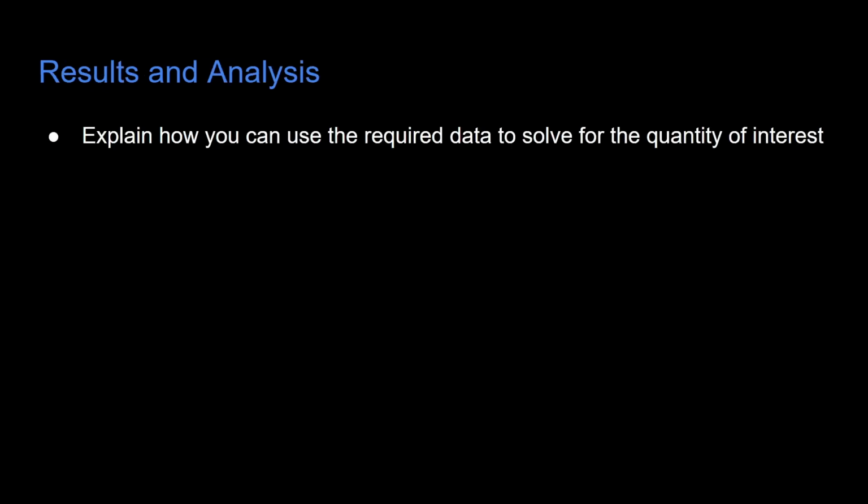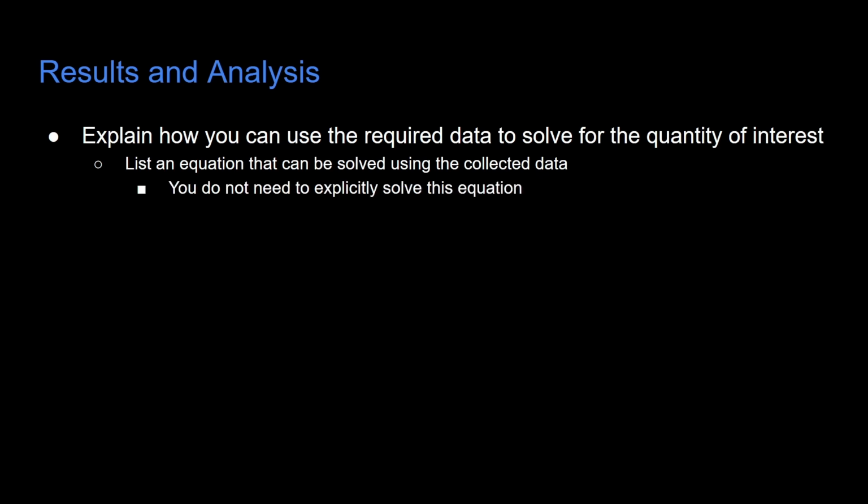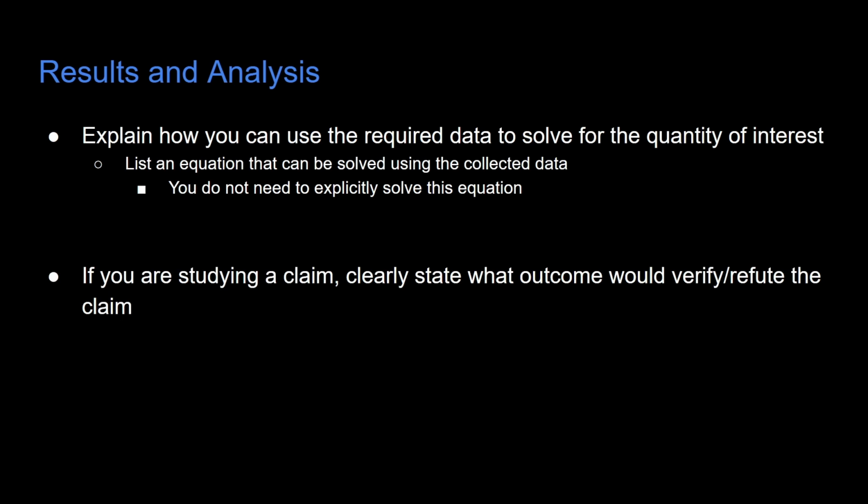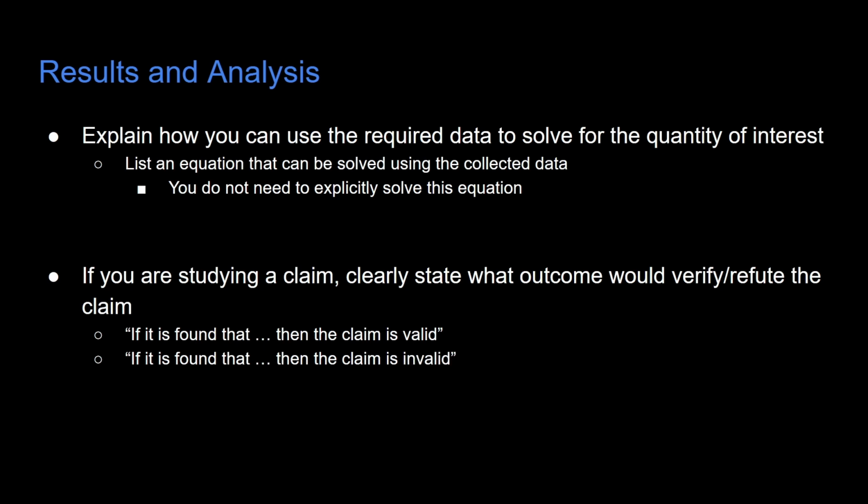And then for your results, you just explain how you use the required data to solve for the quantity of interest. So you should list an equation that can be solved using the collected data. It should have only the variables you actually collected in it. You don't necessarily need to solve it explicitly, but if you're studying a claim, it's going to be a bit different. Just clearly state what outcome either verifies or refutes the claim. If we find this result, that means the claim is valid. If we find this result, then the claim is invalid. So let's do an example.